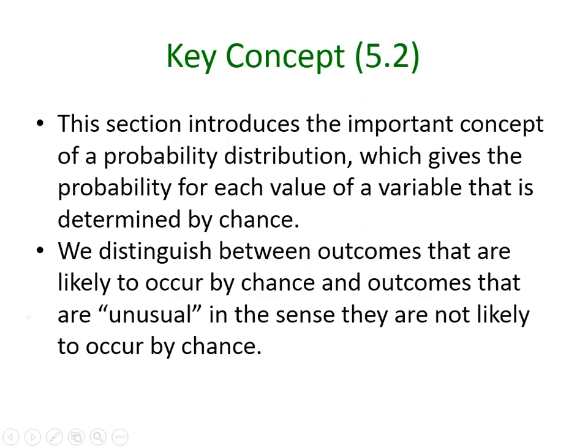This section introduces the important concept of a probability distribution, which gives the probability for each value of a variable that is determined by chance. We distinguish between outcomes that are likely to occur by chance and outcomes that are unusual, in the sense that they are not likely to occur by chance.